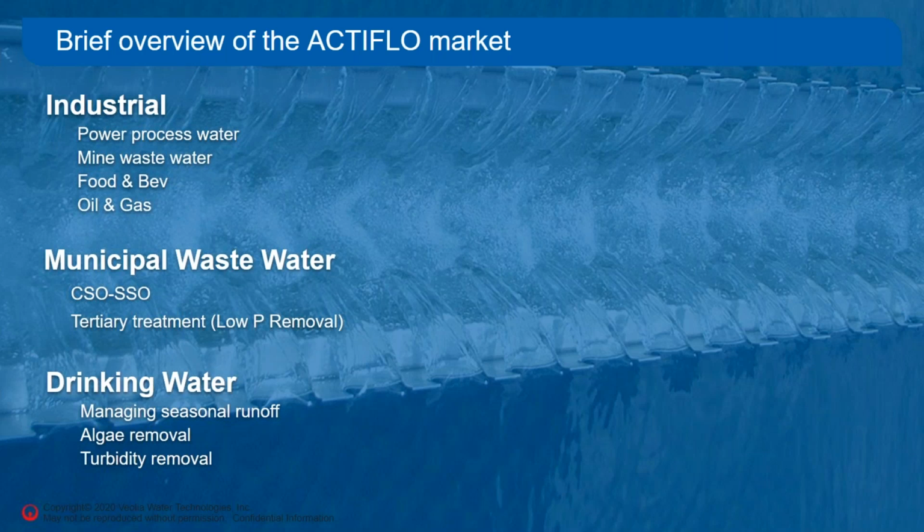In the industrial market, installations we have include treatment at power plants, mining sites, as well as food and beverage facilities, and the oil and gas industry. On the municipal side, Actiflo is used as pre-treatment in drinking water facilities, mainly for turbidity and color removal, and wastewater treatment plants, treating excess wet weather streams, as well as used for polishing effluent total phosphorus at these plants.